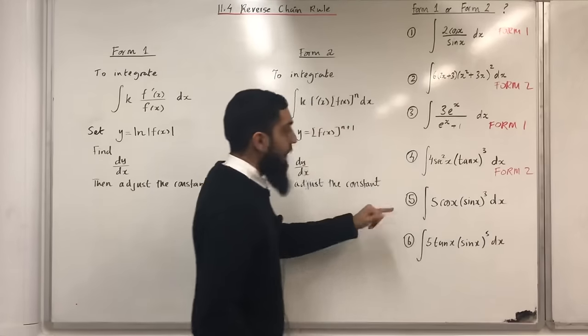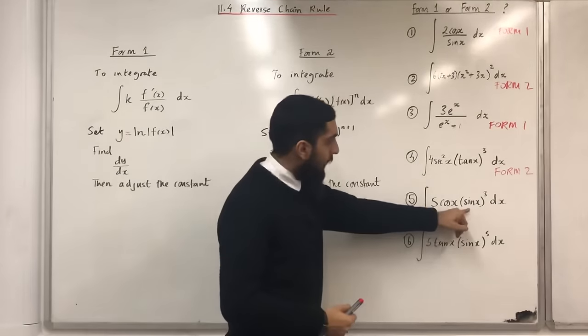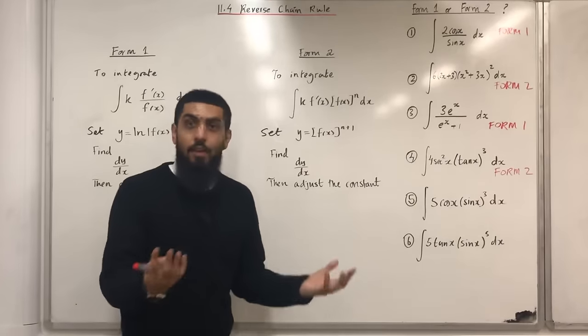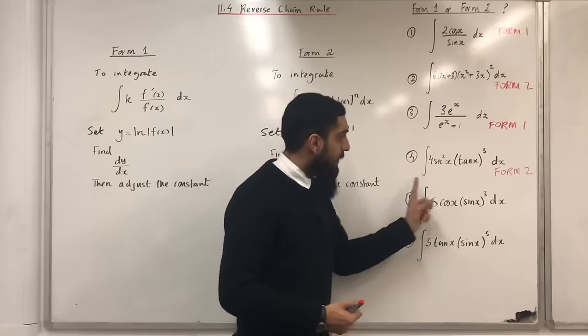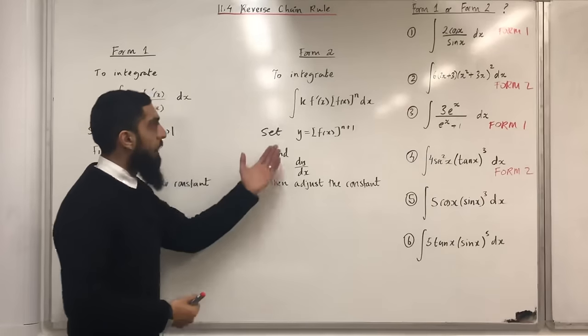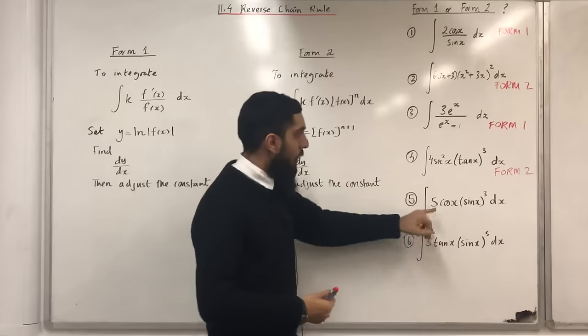Let's have a look at the fifth integral. Inside the bracket, I have sin x. If I differentiate sin x, I get cos x. So I have f dash in front of f. So this particular integral follows Form 2. And in this particular case, k is equal to 5.